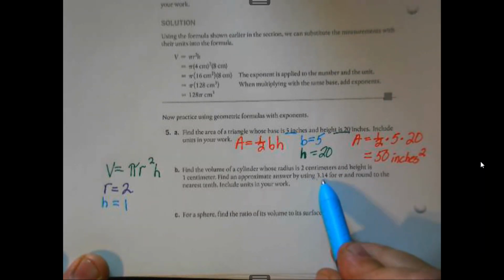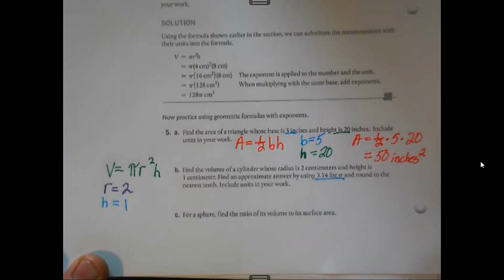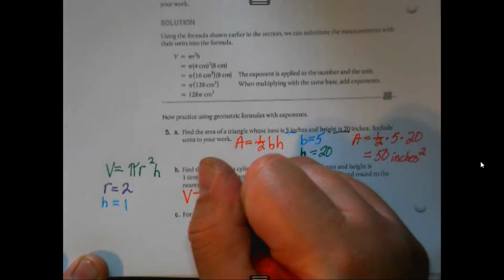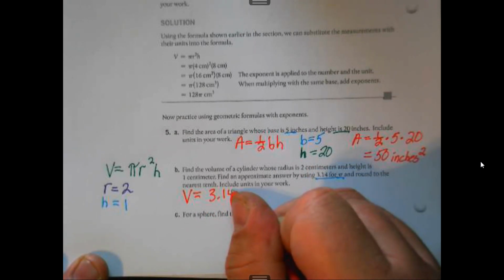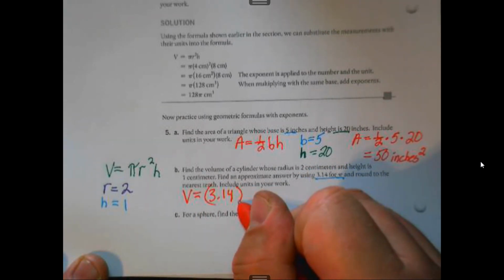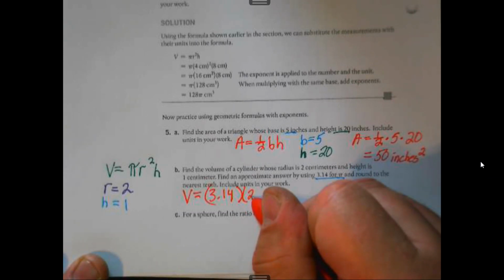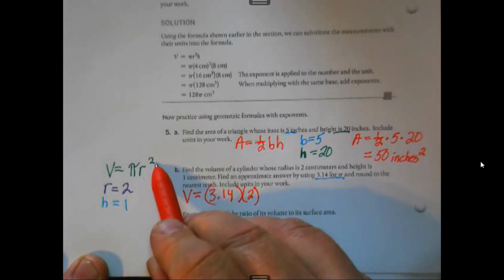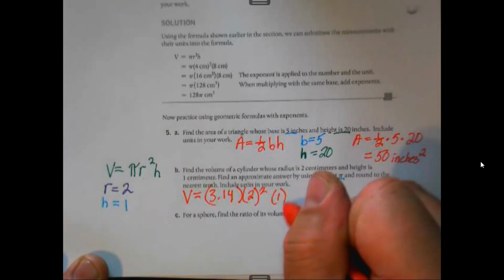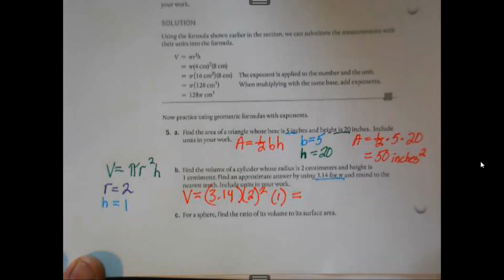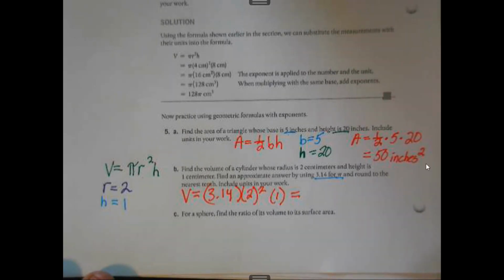And use 3.14 for pi. So volume is going to equal 3.14 for pi times the radius, 2, squared, times the height, which is 1. Put that all in our calculator.